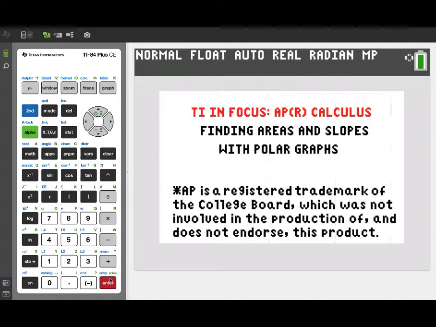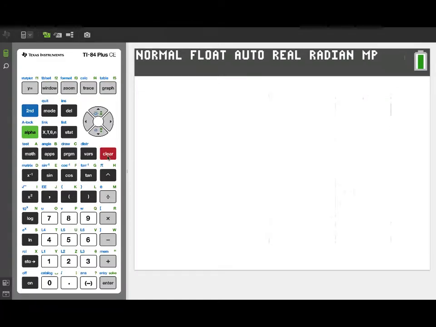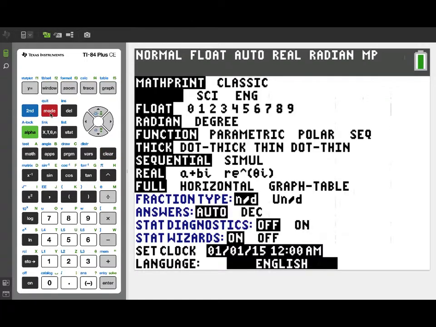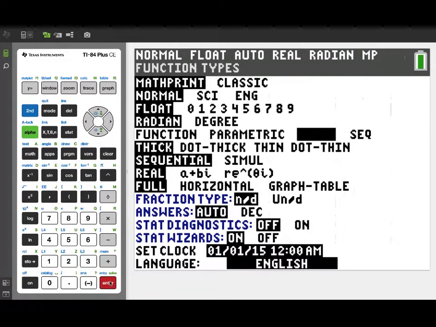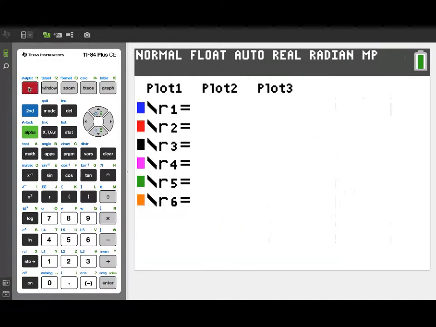Here we're going to use the TI-84 to find areas and slopes related to polar graphs. Let's get started. The first thing we're going to want to do is change our mode from the usual function setting to polar. Once we've made that change in the mode menu, we're ready to go to y equals. What we'll find there is we now have slots for r, the radius, as a function of theta.